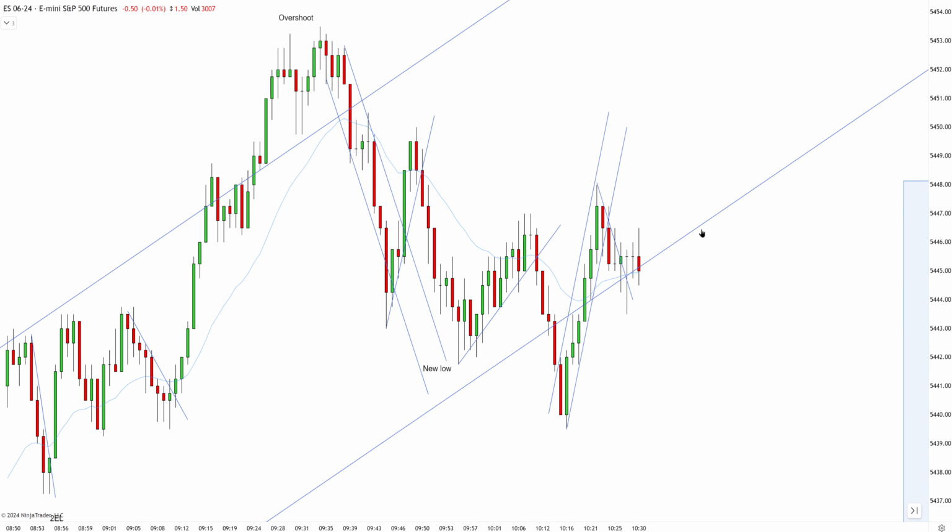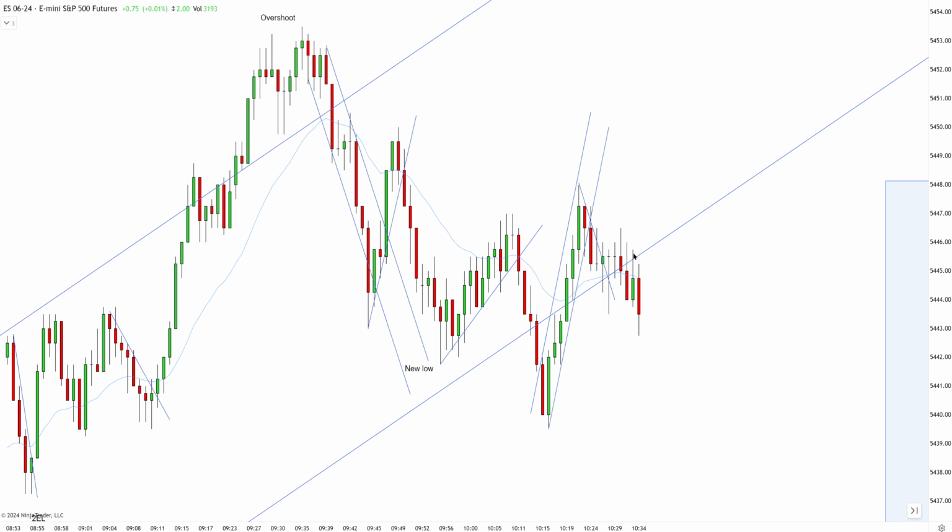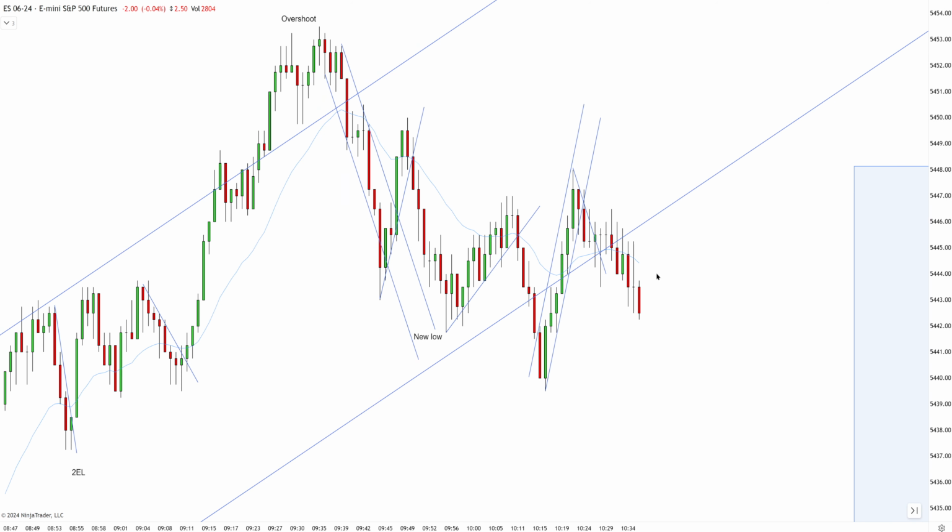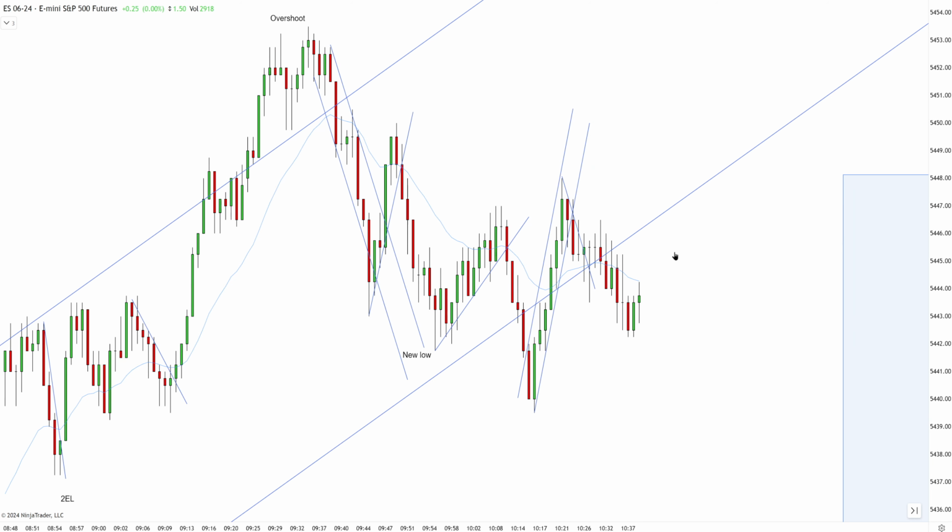Can we get the second entry long? No, we're breaking back below the EMA, and right now, okay, the market is too bearish. We're probably going to reverse the market because the overshoot generated such a strong bearish momentum. So at this point, I have to pause looking to go long because we simply cannot even stay above the EMA for a significant amount of time. So let's see what's going to happen.